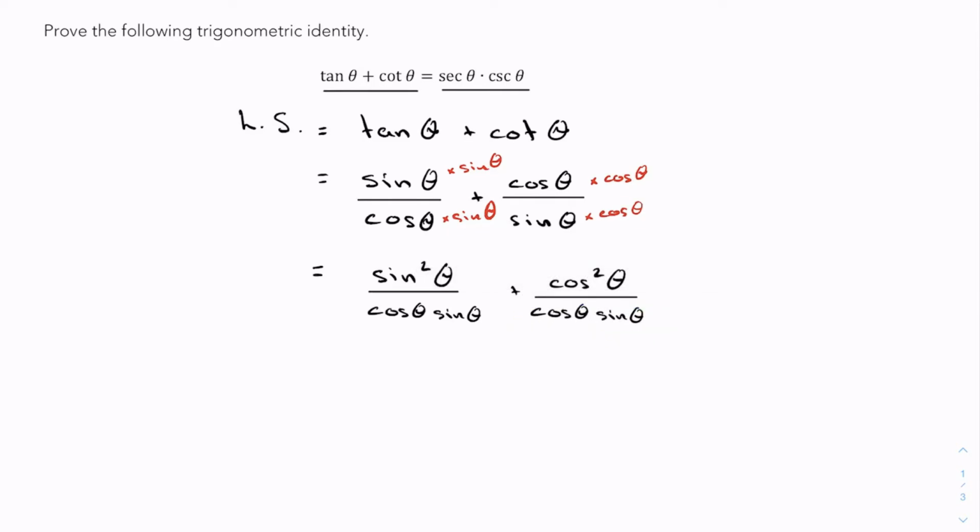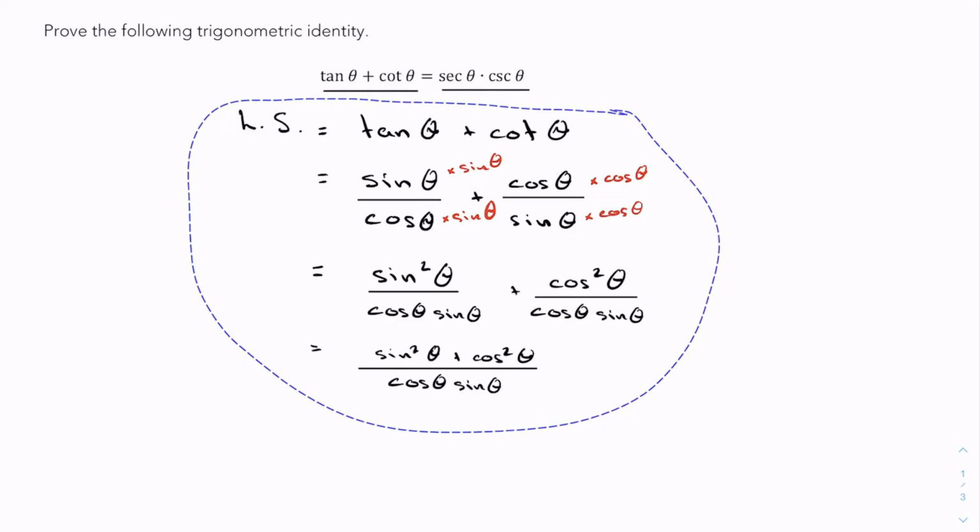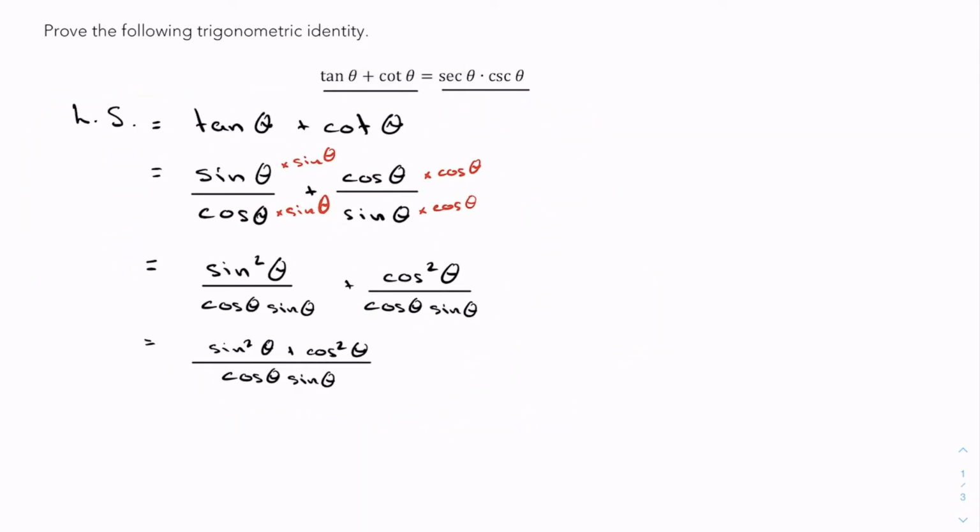Now this is looking good because I know that sine squared theta plus cos squared theta is equal to 1. So I'll just do the intermediate step. And I'll just move my work over for the time being, that way I have a little bit more space. I know that this is going to be equal to 1 over, same thing again, cos and sine, product.